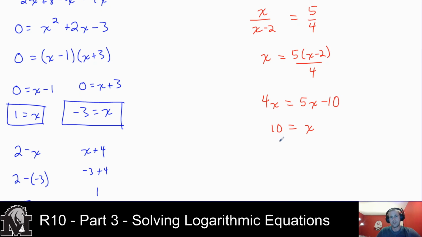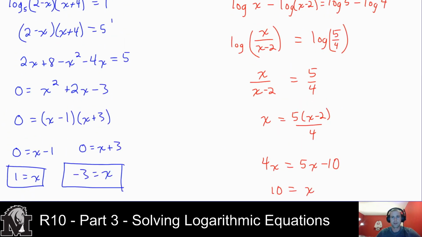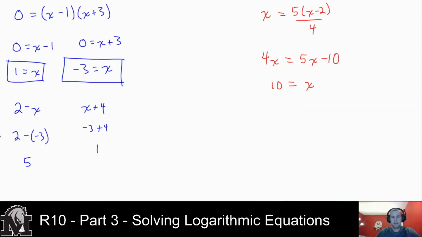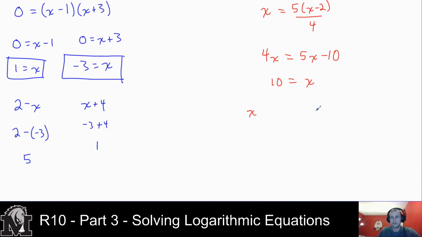Once again, we need to check our arguments to make sure that they're positive. So our arguments, once again, were just x and x minus 2. Well, hopefully you can see that 10 is positive, so that one works. And then 10 minus 2 is 8, so that one works. Our solution is 10.